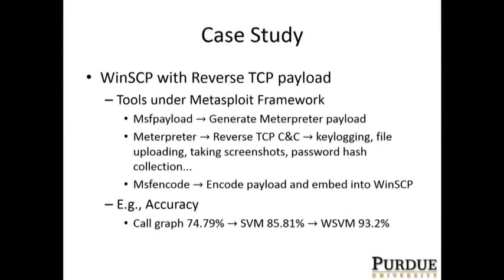For the detection accuracy, using core graph, the rate is around 75% detection rate. And for the original SVM, it is around 86%. If we use weighted SVM in LEAPS, we can boost the accuracy to 93%. For more results, you can refer to our paper.